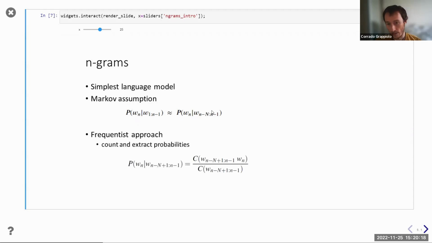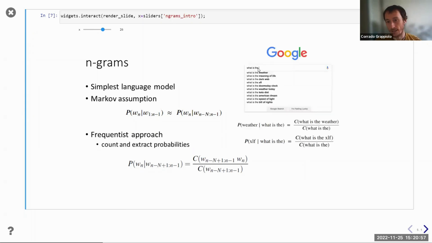Once we rely on the Markov assumption, we can build our n-grams. This is based on extracting frequencies from a training corpus, so it's very similar to what we did before with rolling the dice. The idea is that we can calculate the probability of a word given a limited history by counting how many times the full sequence has been seen, the whole history plus the word we want to predict, divided by the count of the history. So that's the conditional probability formula that you saw before.